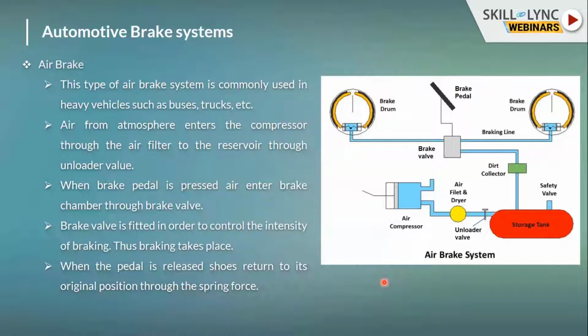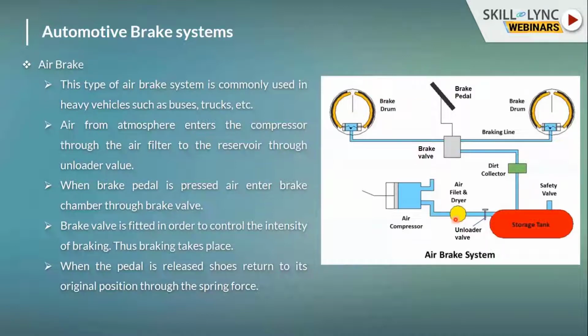Similarly, in the air brake system, we have the brake pedal, brake drum, which is the foundation brake, the brake valve, the air filter, compressor, storage tank, and safety valves. So what's happening here is the air compressor, which is mounted on the vehicle engine, generates the compressed air. That compressed air goes to the air filter or dryer. This dryer is used to filter the moisture from the compressed air.